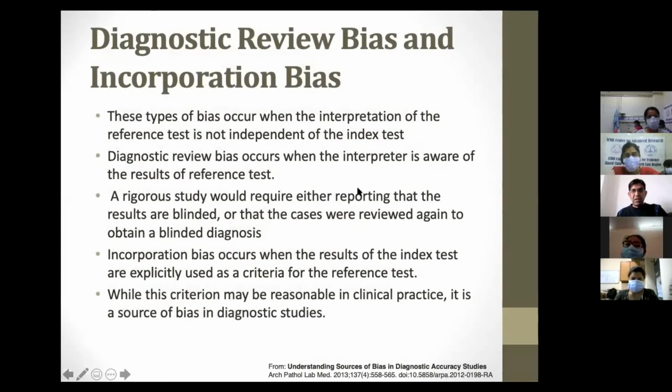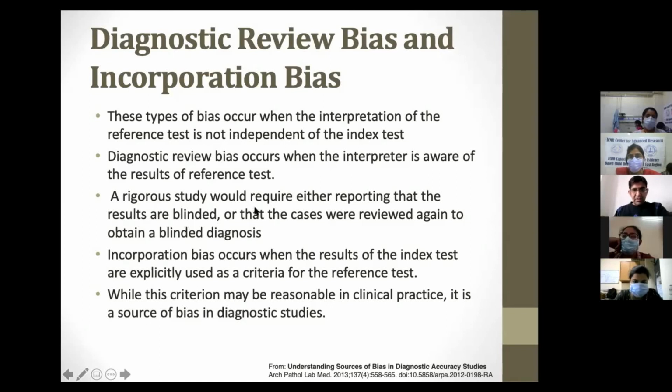Then there is diagnostic review bias and incorporation bias. That means these types of bias occur when the interpretation of the reference test is not independent of the index test. So that means diagnostic review bias occurs when the interpreter is aware of the results of reference test. It is just like the detection bias in a randomized control trial. So if the result of one test is known, then there are high chances that the interpreter is going to give similar results for the second test also.